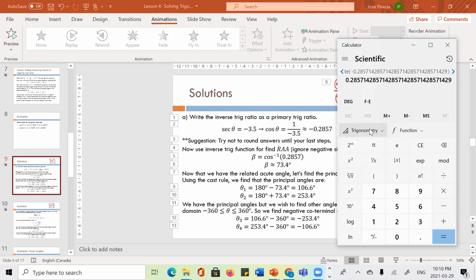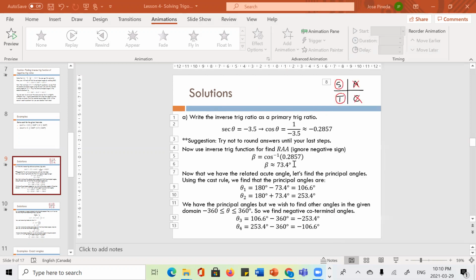So if I want to find the cos inverse of this trig ratio here, because I'm trying to find out what theta is, what the related acute angle is, I'm simply going to take the cos inverse of this to find out what the related acute angle is. The related acute angle is 73.4 approximately.